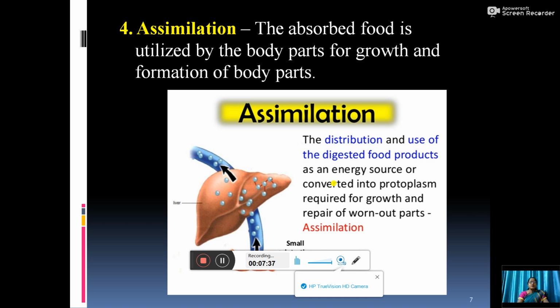It means the small tubular structure in blue color is showing the small intestine. So food is absorbed by the small intestine, then passes to the liver, and like this there are so many organs in our body. Everywhere the blood vessels are present. So naturally the food particles reach there to help in the formation of the body parts.